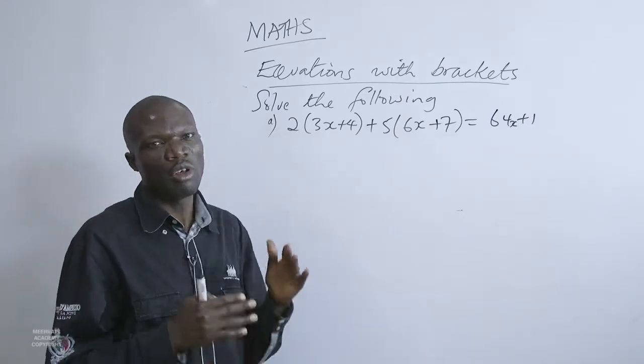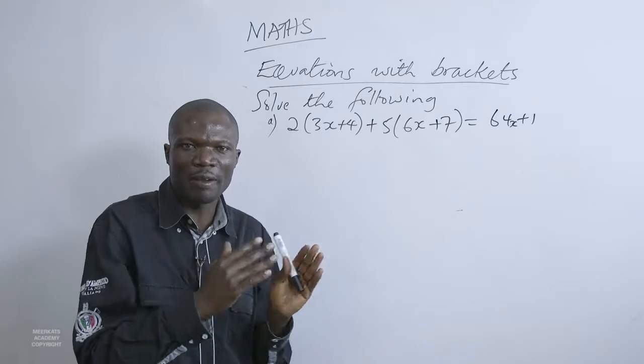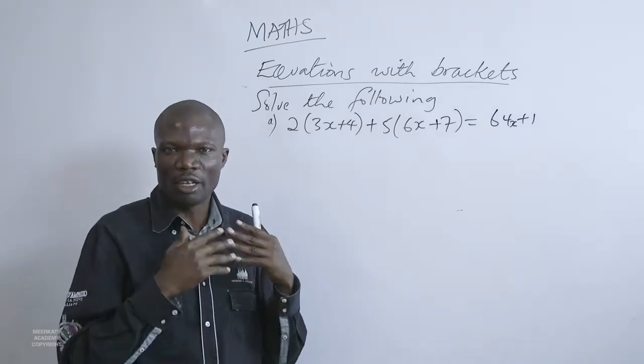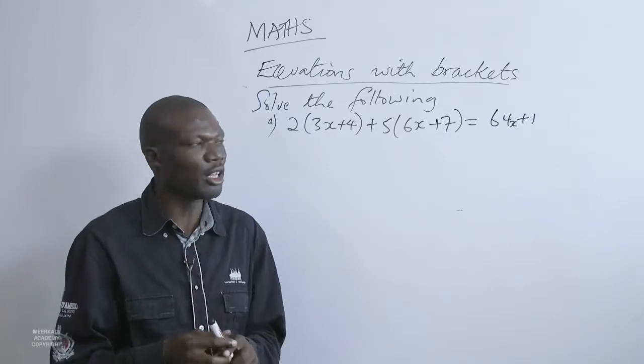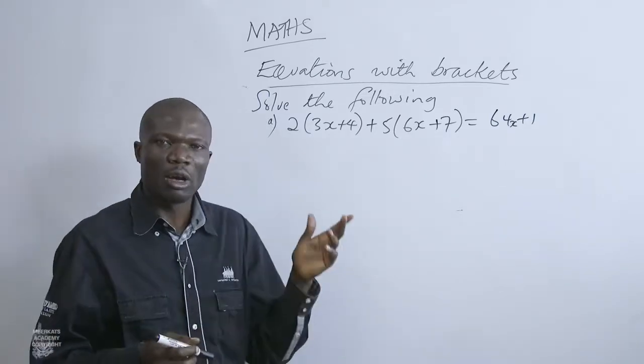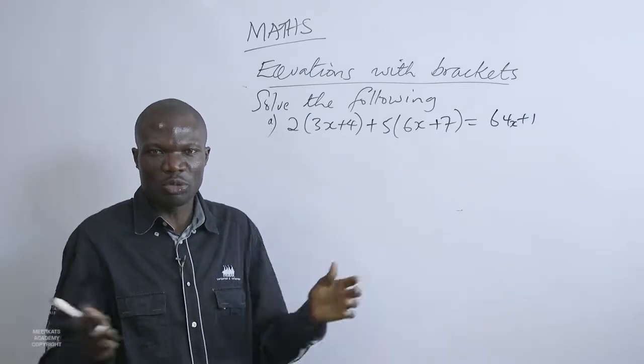But first of all, make sure you observe the rules, as we said, of first expanding those brackets, then collecting the like terms after that. Now you systematically solve the equation. So for this, where we have the brackets, you expand. Where we have like terms, we do what?